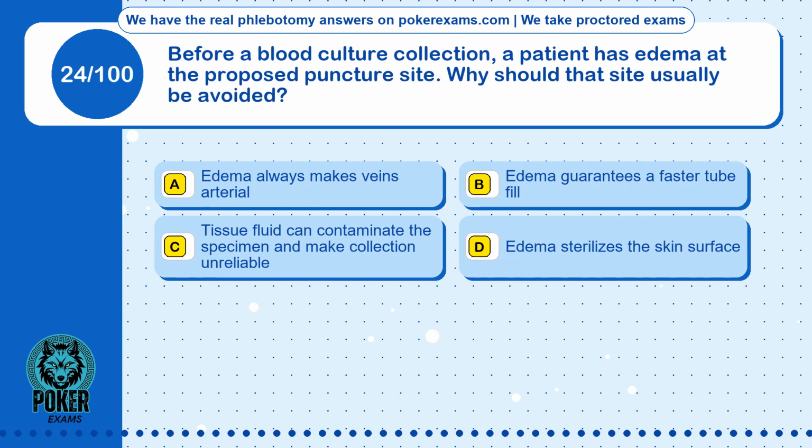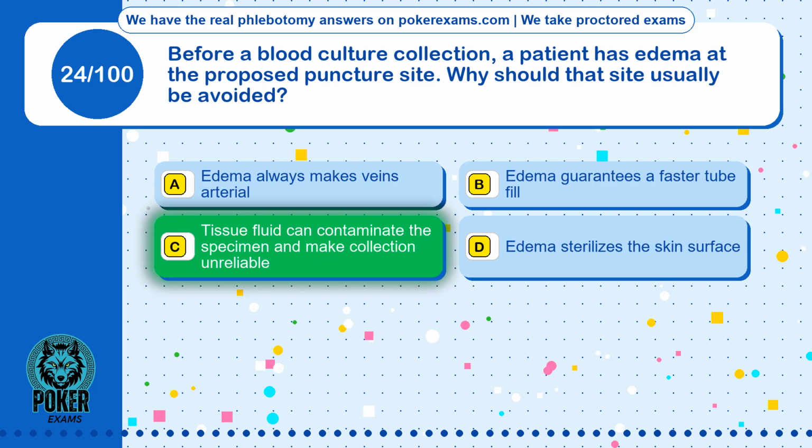Question 24. Before a blood culture collection, a patient has edema at the proposed puncture site. Why should that site usually be avoided? Option A, edema always makes veins arterial. Option B, edema guarantees a faster tube fill. Option C, tissue fluid can contaminate the specimen and make collection unreliable. Option D, edema sterilizes the skin surface.